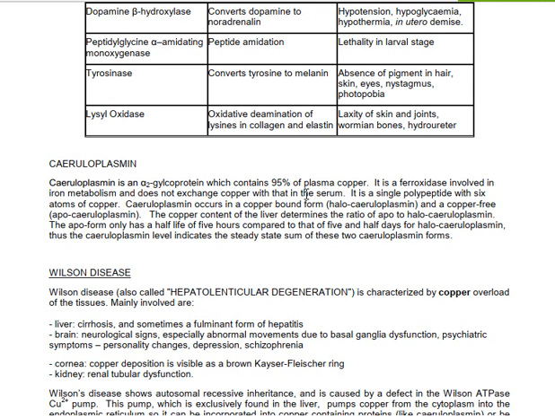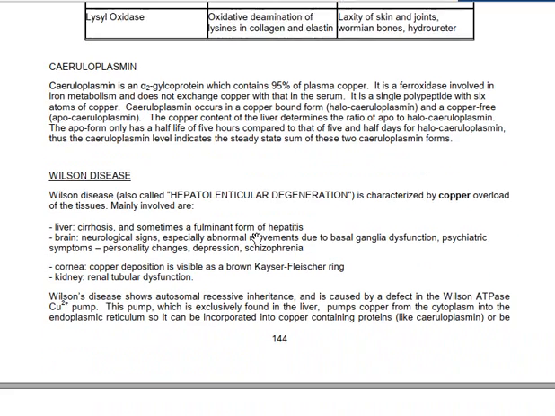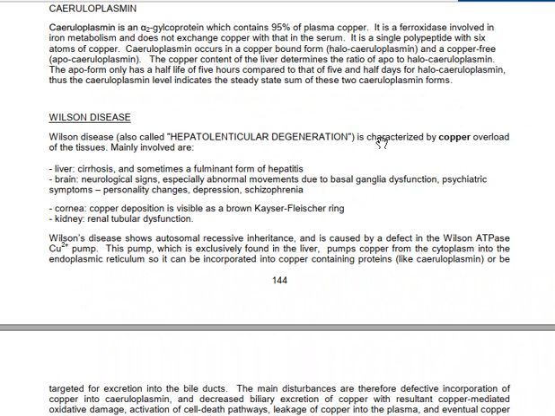But it is not actually transporting copper; the copper acts as a cofactor for the functioning of this ceruloplasmin, for the conversion of iron 3 ion to iron 2 ion. So it is a single polypeptide with 6 atoms. Ceruloplasmin occurs with copper bound as holoceruloplasmin, and a copper free form as apoceruloplasmin. Is it clear? Now the copper content in the liver determines the ratio of the apo and the holo ceruloplasmin. Now we have diseases of copper metabolism.